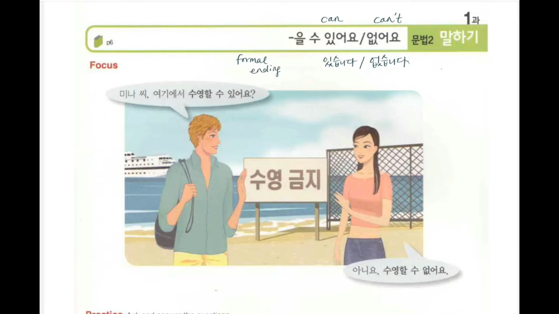좋습니다. 자, what did he ask? 여기에서 at here, can we swim? 자, subject 없어요. Subject 없고, can we swim here? And Mina says, 아니요, 수영할 수 없어요. No, we can't. As well, subject is hidden. 자, if you see this word, 금지 있네요. 금지 뭡니까? Sino-Korean word, prohibition. 아이고, prohibition.